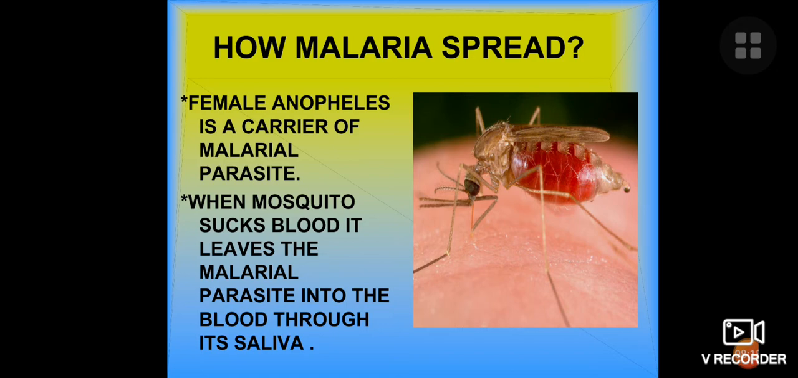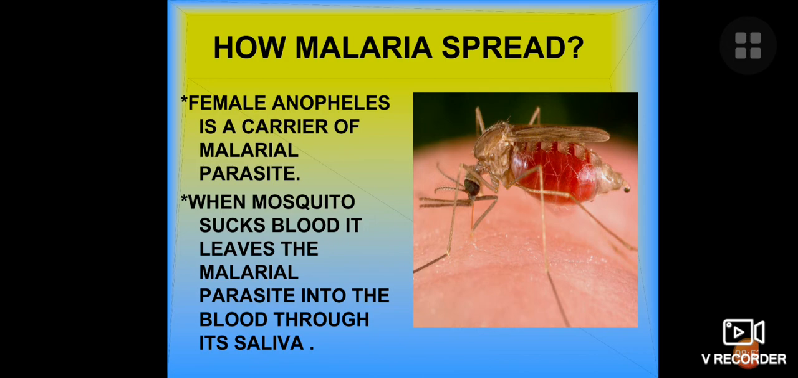Malarial parasite means the parasite which is going to cause malaria in the human being. So in the stomach of this mosquito is the malarial parasite. This malarial parasite can survive, is alive, in the female Anopheles mosquito's stomach only. Okay, this much is clear. So what happens when the mosquito sucks blood? It leaves the malarial parasite into the blood through its saliva.